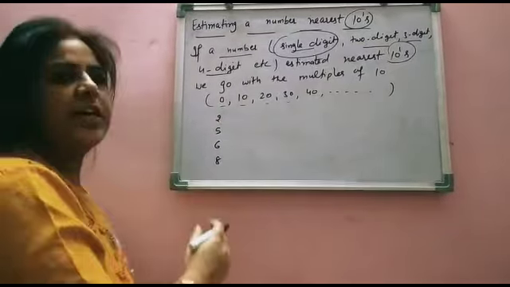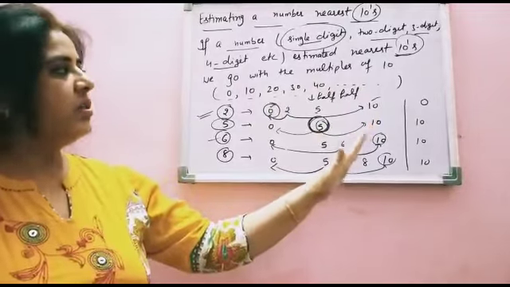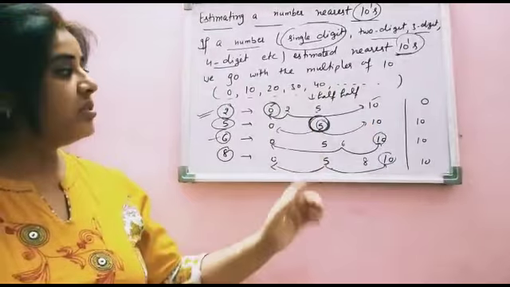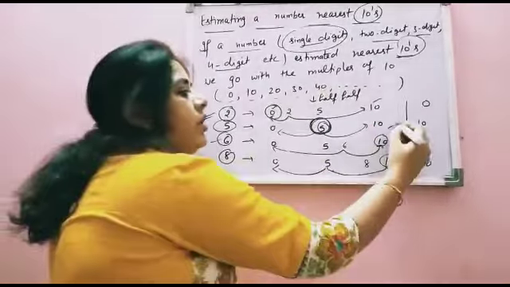Hence we are getting here, if a number is a single digit and less than 5 and estimated to the nearest 10, the answer would be 0. And if the number is more than 5 and single digit and estimated to the nearest tens, it will go with the 10. And if it is the half, then it also goes with the 10.